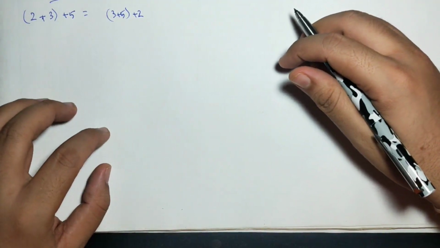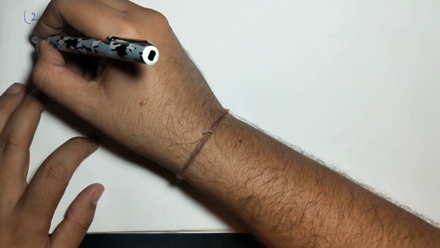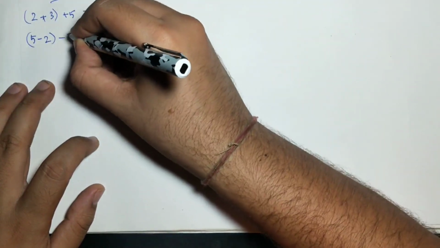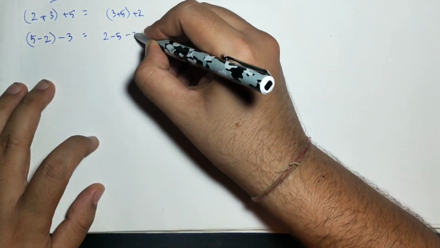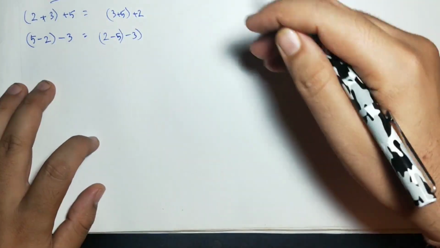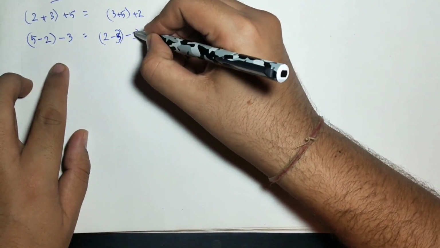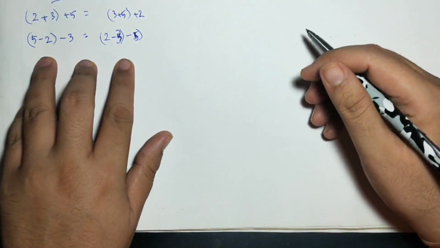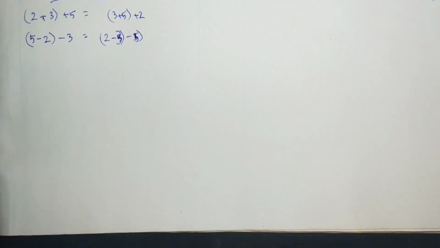But whether this property will be true for subtraction, suppose these three numbers are given, I am doing 5 minus 2 minus 3, or 2 minus 5 minus 3. I am subtracting 5 minus 2, or let me change this question, 2 minus 3 minus 5. The answer will not come true.